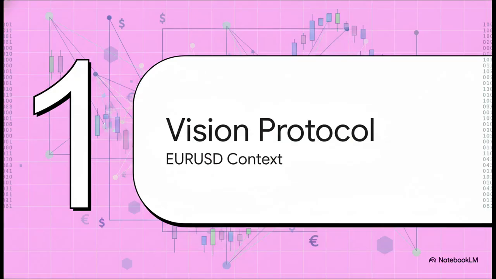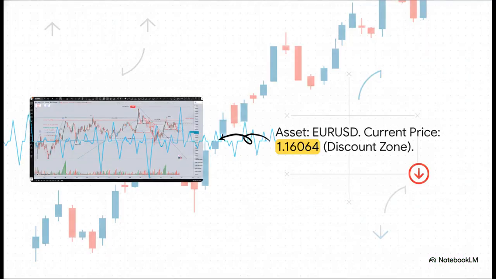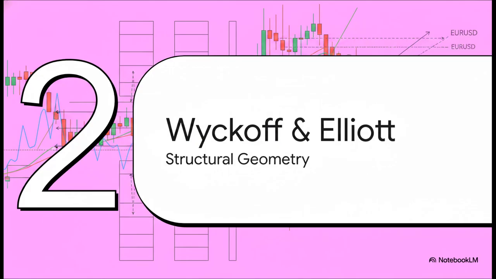Let's establish our algorithmic battlefield and the baseline metrics for the euro against the US dollar. Anchoring our analysis to the daily chart, the current price is sitting right at 1.16064. Now, based on the protocol's numeric scan, this places the asset squarely in the discount zone of the distribution range. Mathematically speaking, it's sitting below the range equilibrium of 1.1765 and above the absolute macro low of 1.14499. So taking the bigger picture into account, we are in a highly favorable environment for looking at sell opportunities or taking profits.